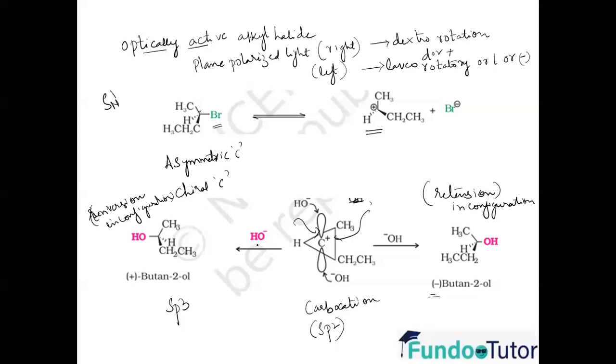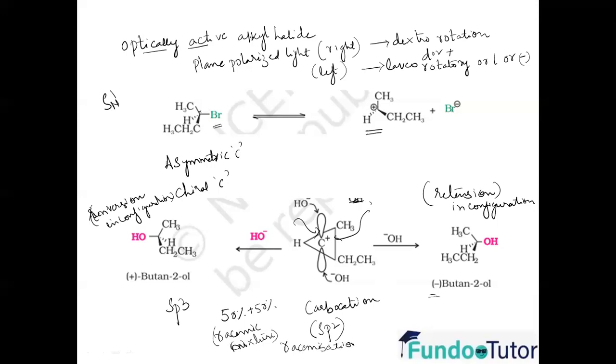So as a result, we'll get a mixture which is having 50% retention in configuration and 50% inversion in configuration. That means 50% plus 50%. So this is called the racemic mixture. So we have understood the new term here, the racemic mixture, in which half of the product has retention in configuration and half has inversion in configuration. Such a mixture is called a racemic mixture, and the process is called racemization.